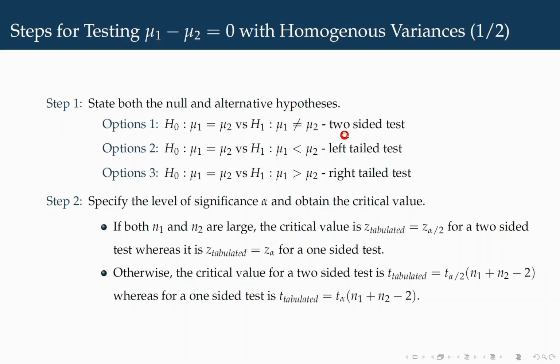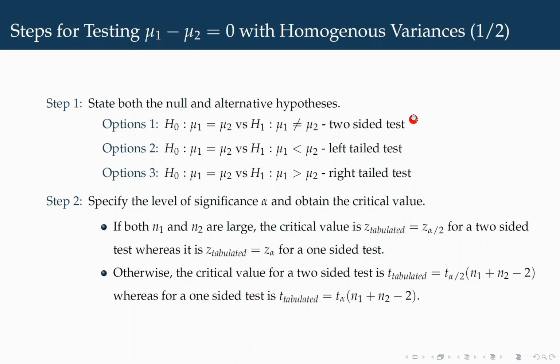We could have also a one-sided alternative hypothesis test. So in the one-sided alternative hypothesis test, we could have H1: mu1 less than mu2. That is, the population mean of the first group is significantly less than the population mean of the second group, which is a left-tailed test. Similarly, we could have the alternative hypothesis representing mu1 is greater than mu2. That is, the population mean of the first group is significantly larger than the population mean of the second group, and this is the right-tailed or right-sided test.